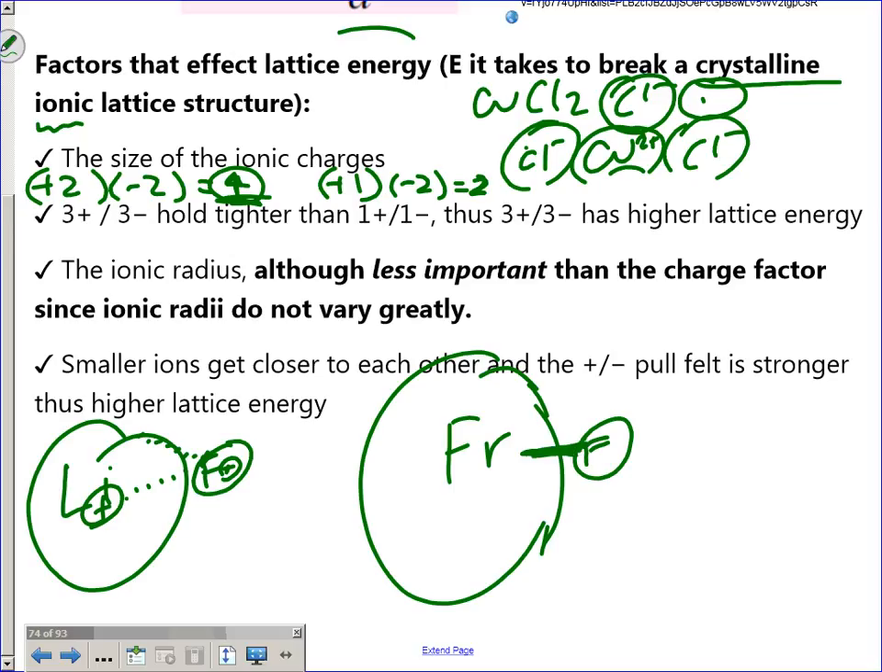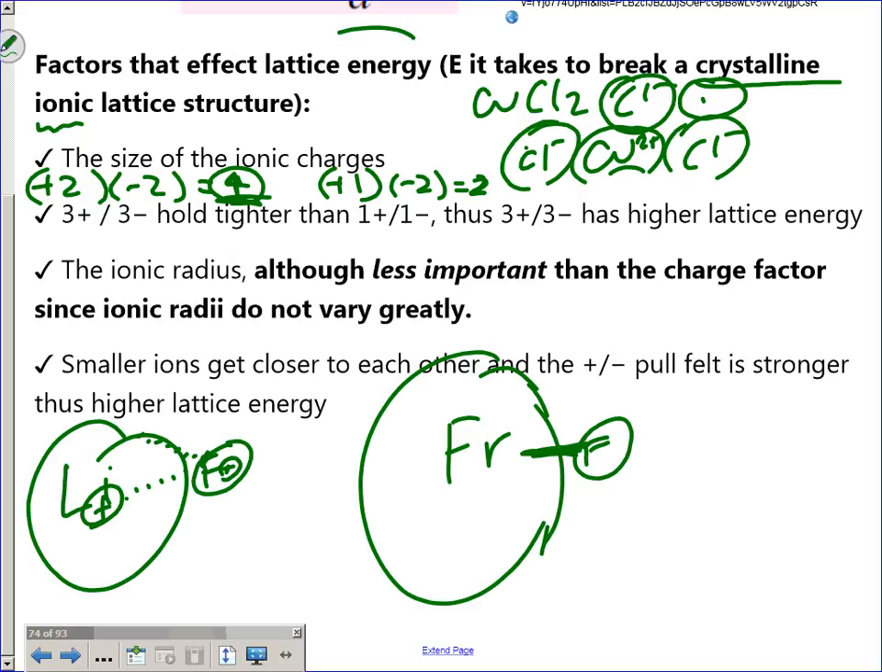Meaning, who requires more energy to break the lattice? Say again? Lithium fluoride requires more energy because it's got a better attraction because of the closer proximity of the nucleus to the electron cloud. Shake your heads if you're okay. All right, so that is the application of Coulombic attraction, kind of in all.